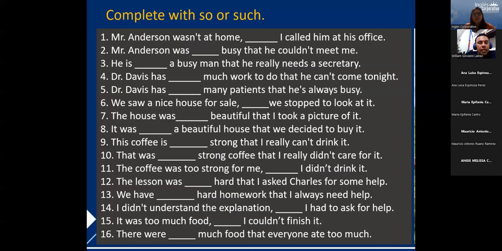Ten. That was so strong. Strong coffee. Okay. Ten. Eleven. The coffee was too strong for me. Sería such. Yeah, such. Number 12 sería so hard. Yeah. The lesson was so hard.